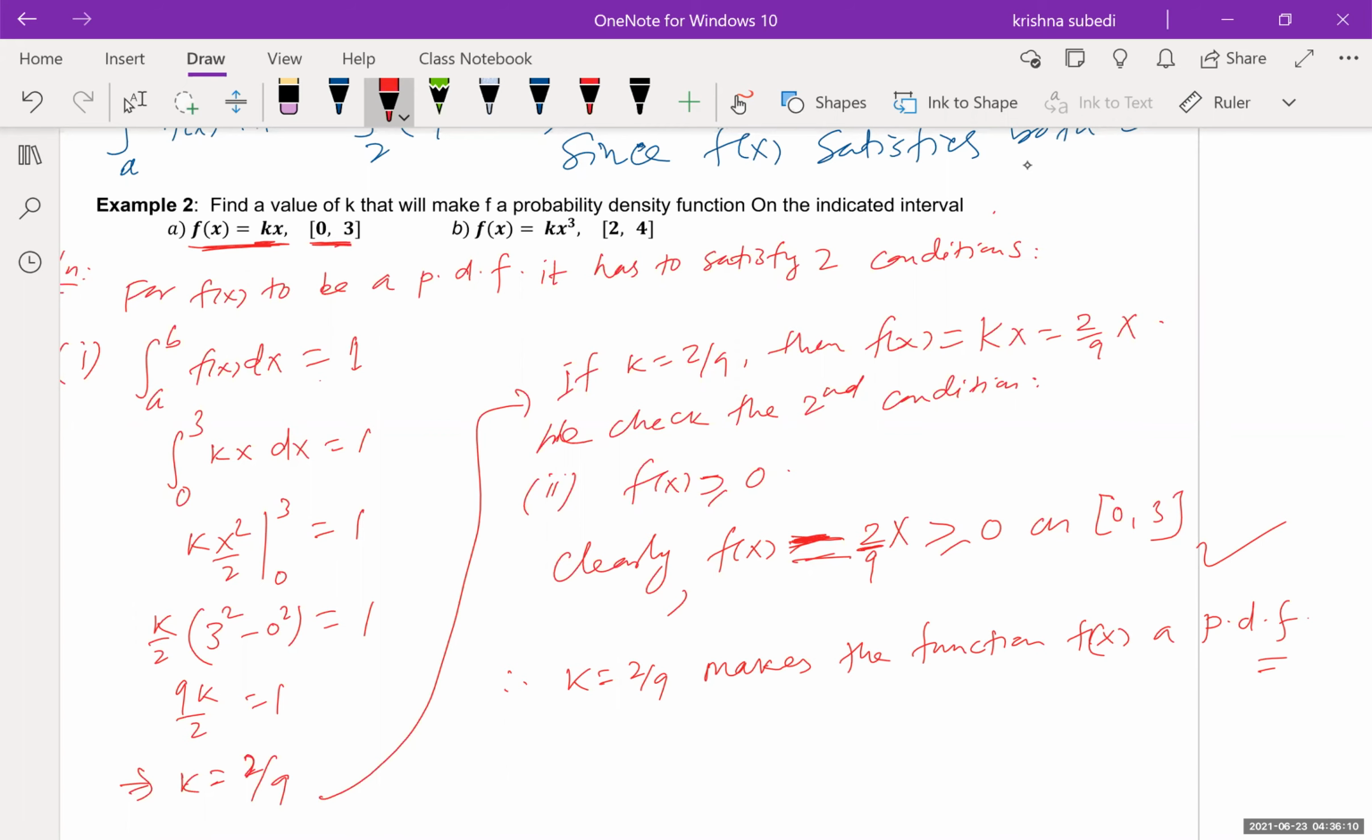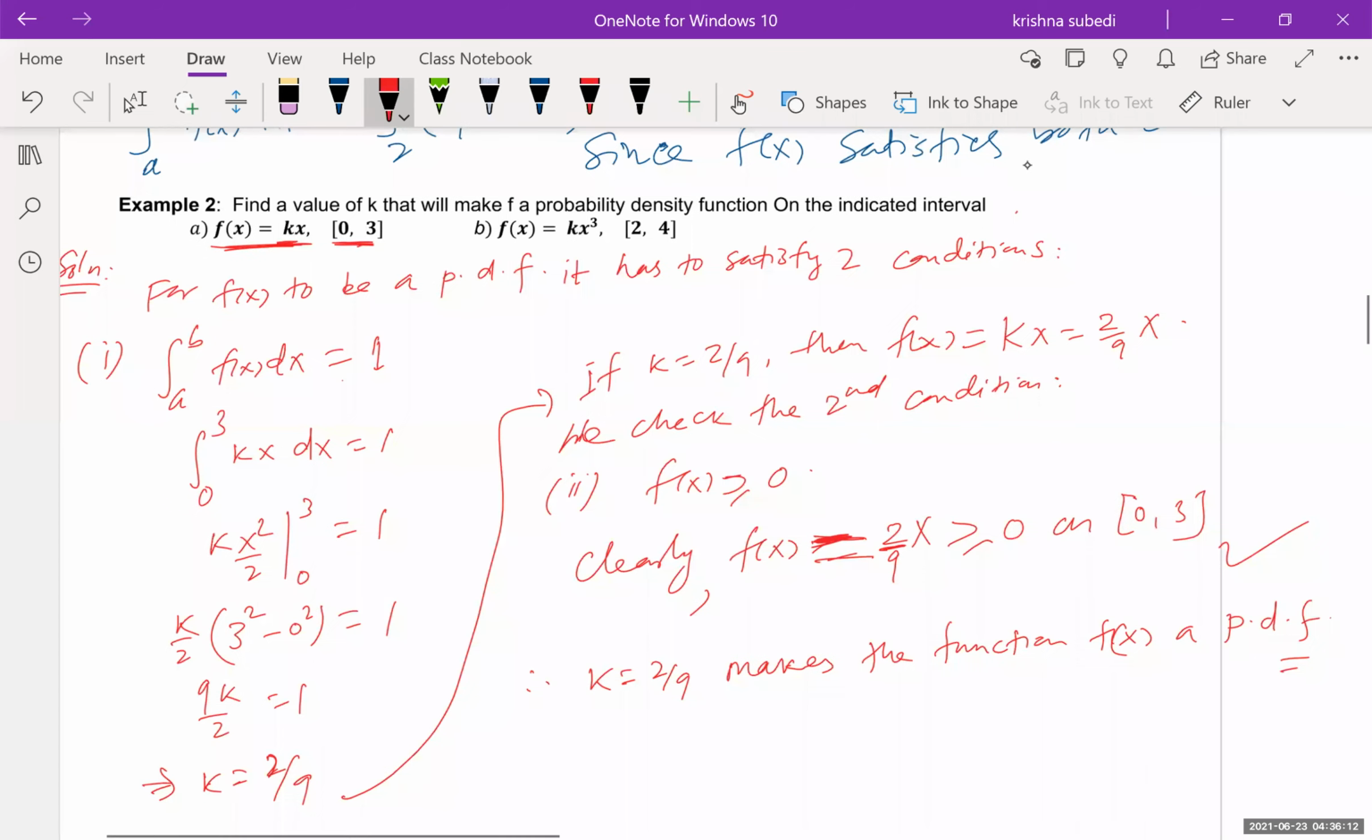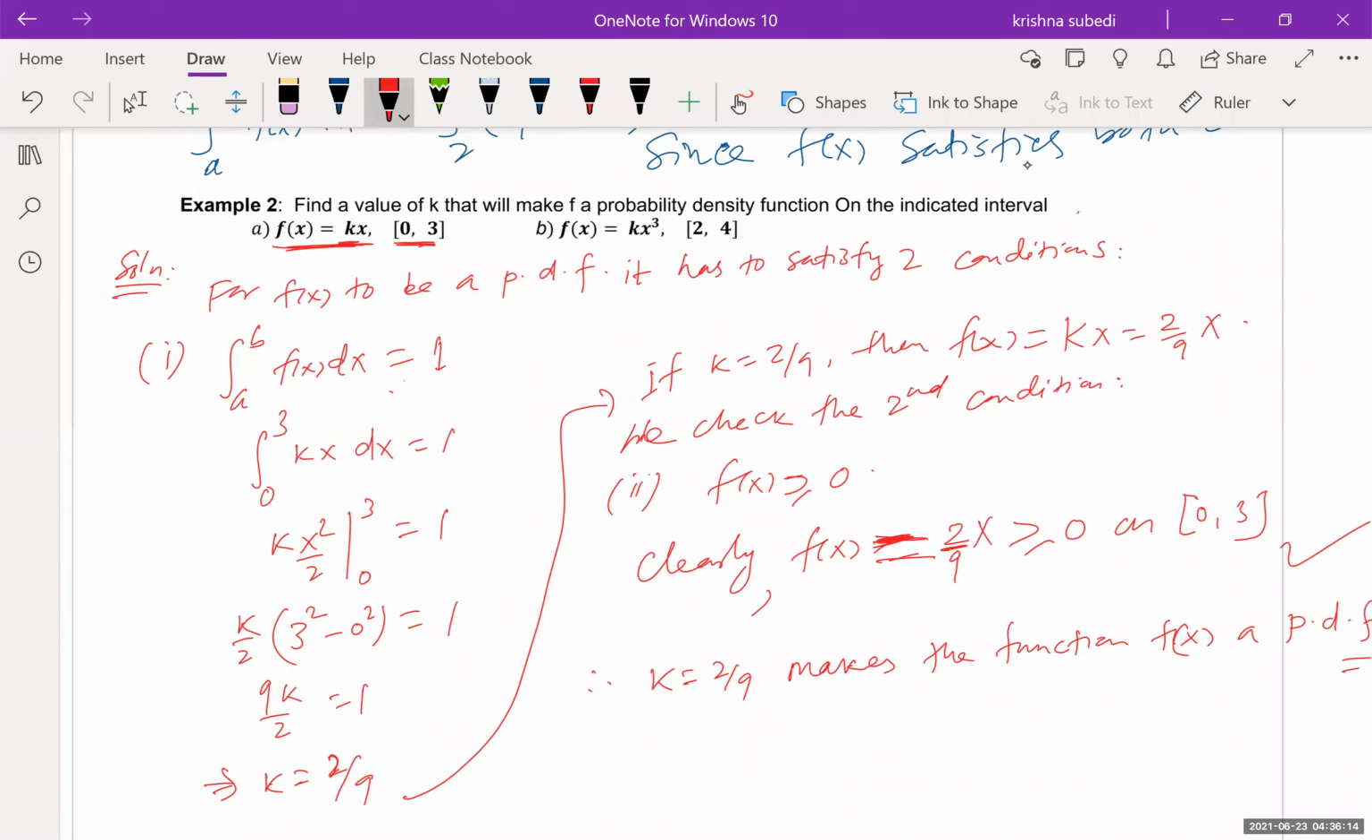Okay, so remember, start with the equation, the integral from a to b of f of x dx equals 1, and this will give you the value of k. Make sure that value of k will actually satisfy the other condition of the PDF, which is that the function is non-negative within that interval. So these are the two steps you need to do. I want you to try part B on your own just for fun.